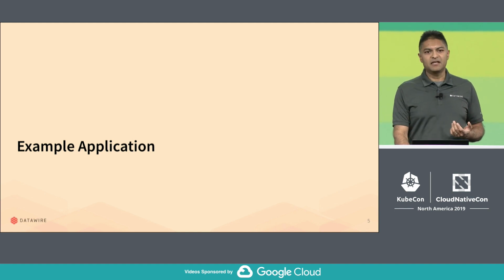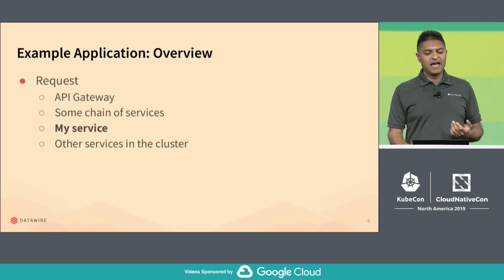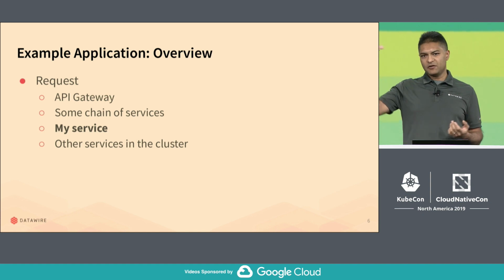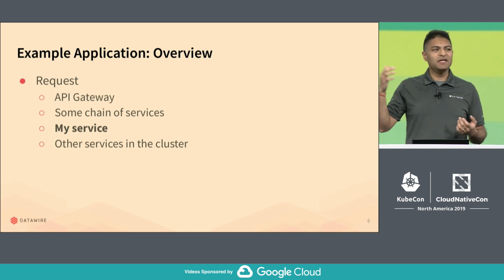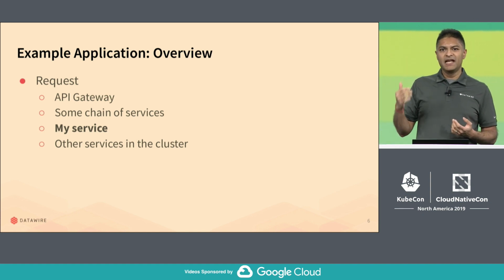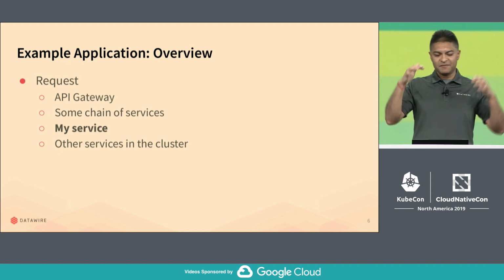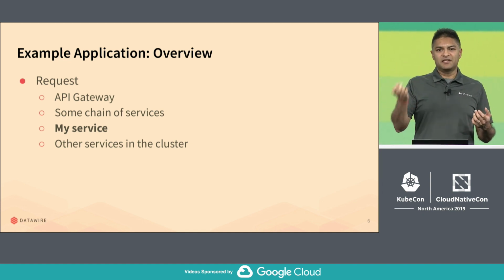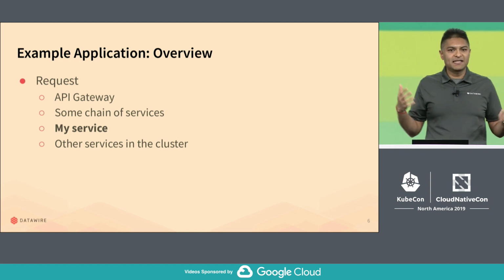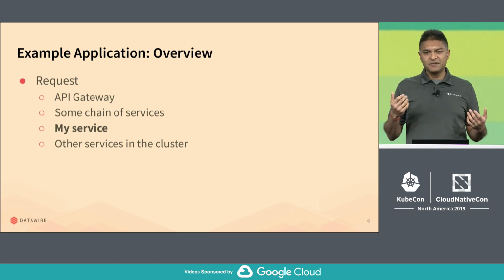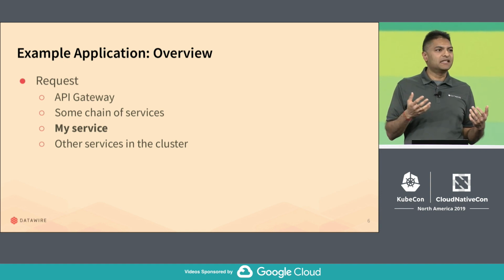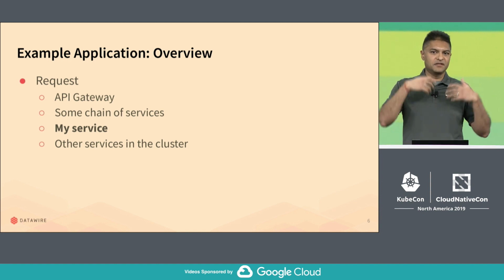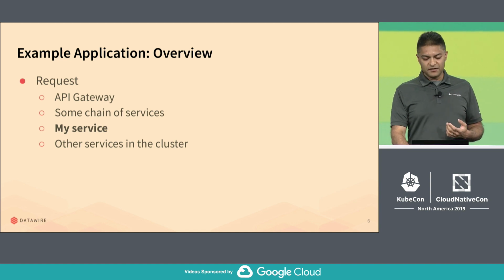Okay? So we're going to go through an example application that represents what might be in a typical Kubernetes cluster. So we have some sort of request that comes in. Maybe it comes into an API gateway, and that goes to some service, and there might be some chain of services. And eventually, a request comes to our service, right? This is what causes our code to run.